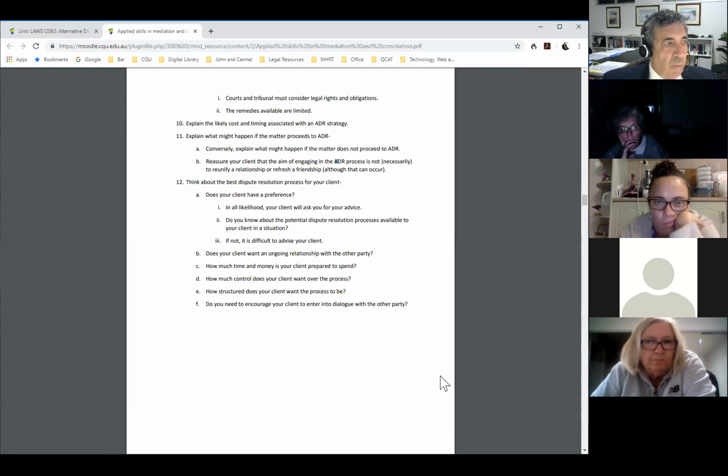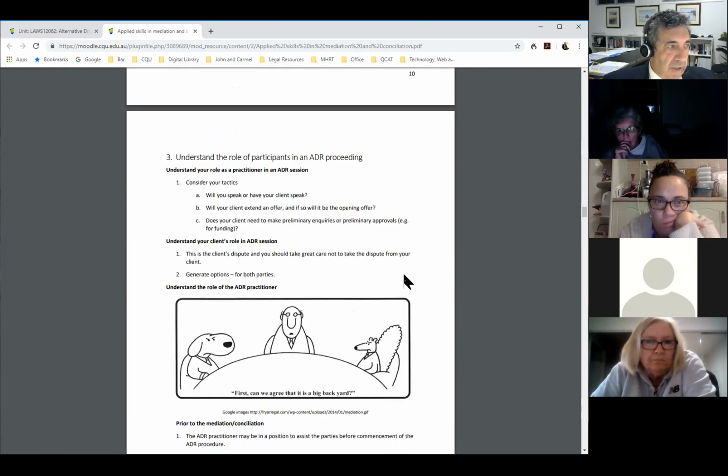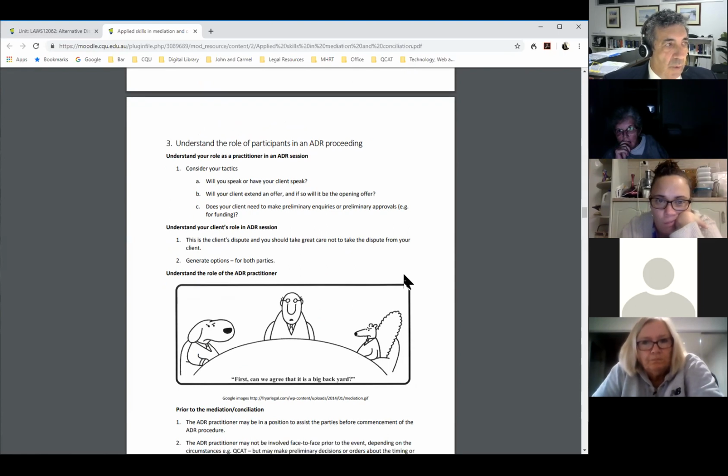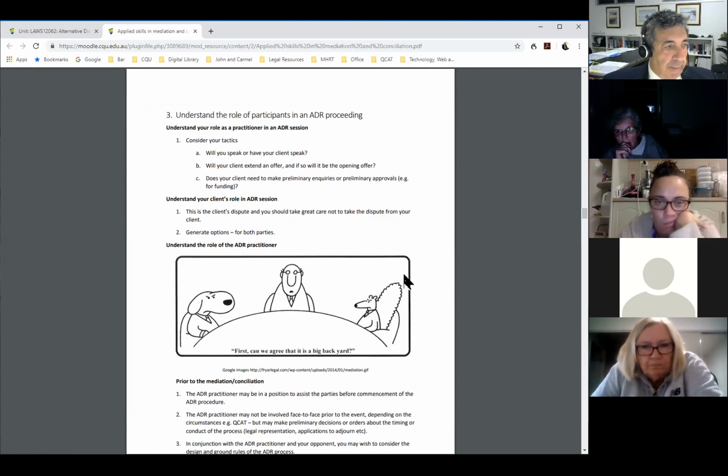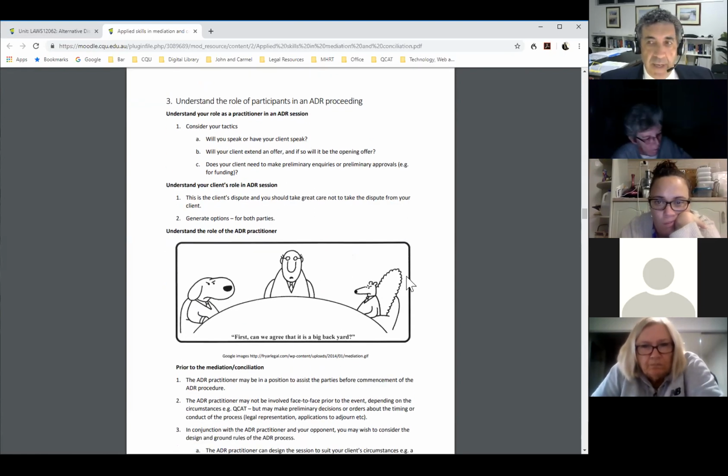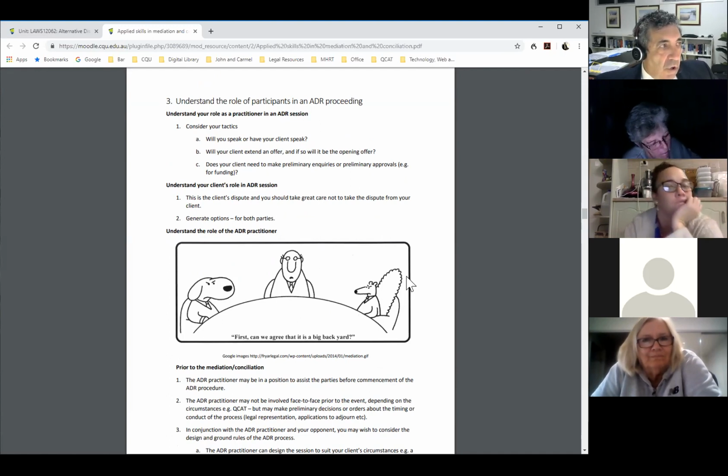So again, we're looking at this from the perspective of advising a client going into ADR, but I'm sure you can see that some of these things are matters that need to be discussed with or raised as the ADR practitioner. So when we get to the mediation or conciliation session, your client, if you're advising a client, needs to understand your role as a practitioner in the ADR session.